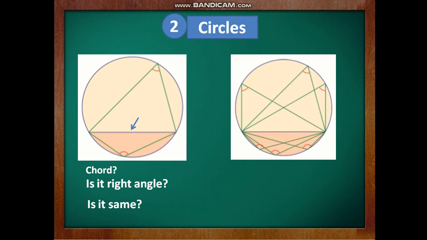Then let's check this one. I am drawing many angles to the circle from both ends of a chord. What is the feature of those angles? All angles on the same side, the above side, are equal, and all angles on the below side are also equal. Once again, all angles on the same side are equal. Above angles are equal and below angles are equal.